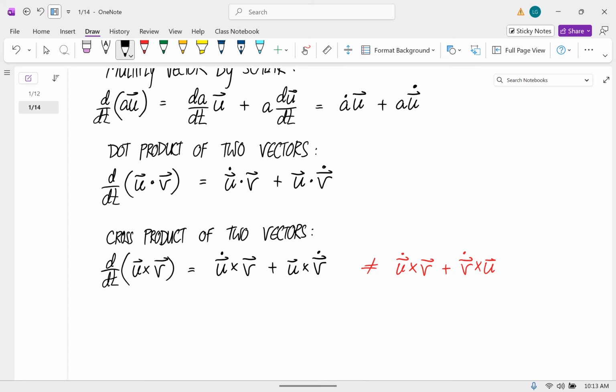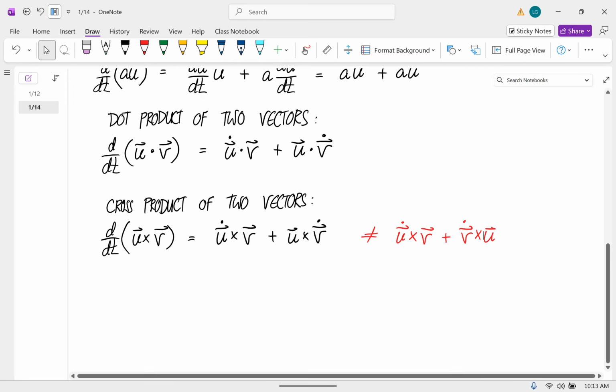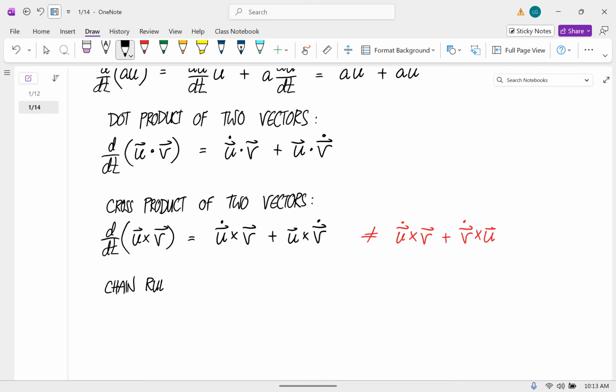Okay, anybody have any questions about those? Now we'll talk about the chain rule. This is number 3, I guess, in my list.